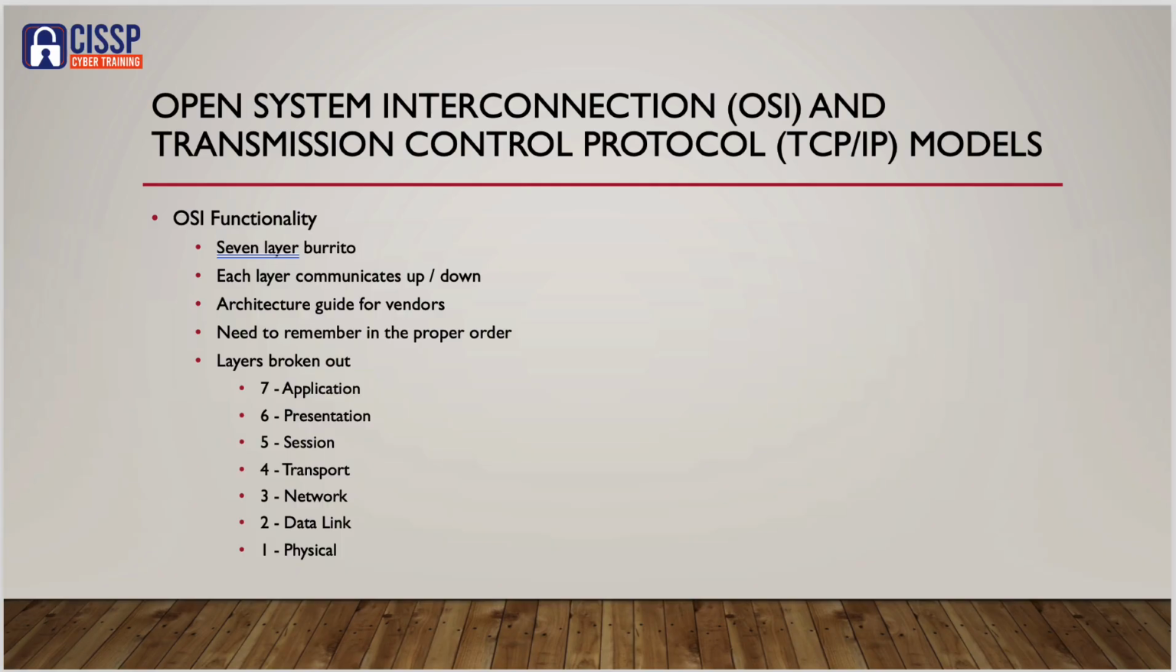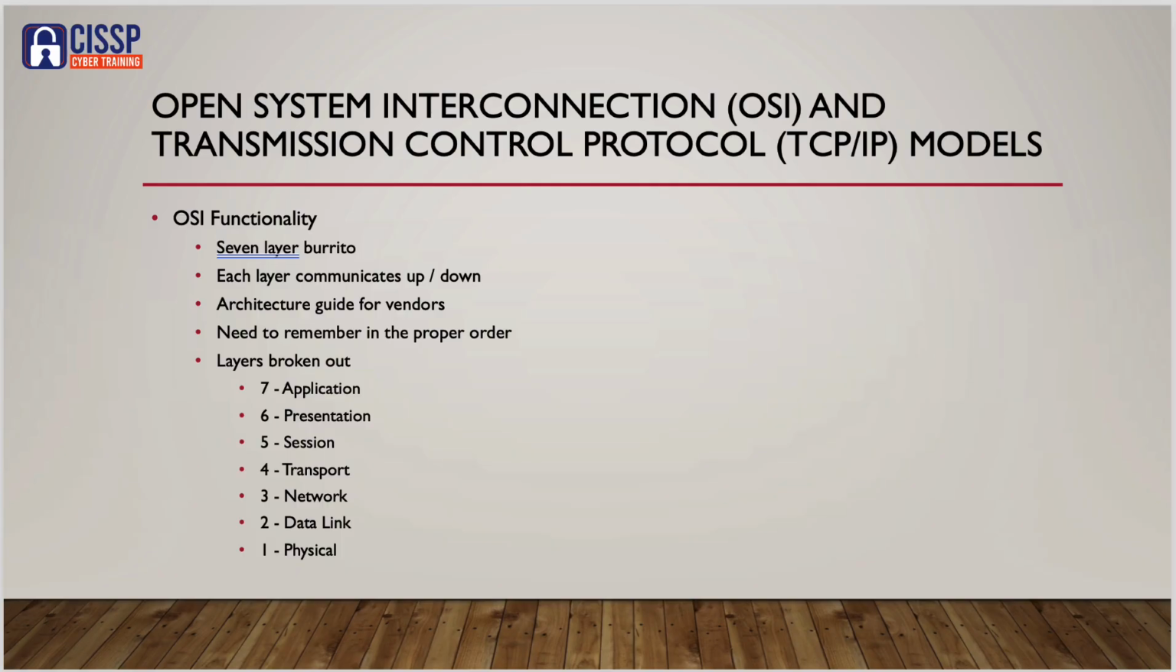So the key thing you guys need to remember is the proper order. And we're going to go from 1 to 7. It's the physical up to the application layer. And if you remember those, you'll know, especially if they ask you questions on the test around the data link layer communicating with the presentation layer, you'll go, well, no, that's not true. The data link layer communicates with the physical layer or with the network layer.